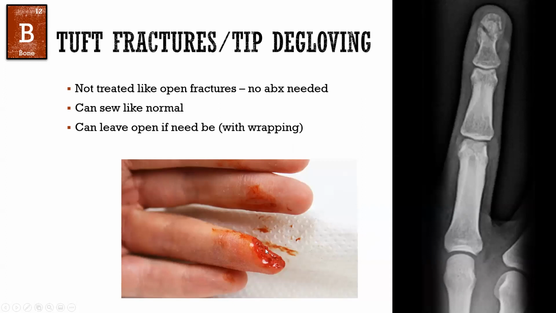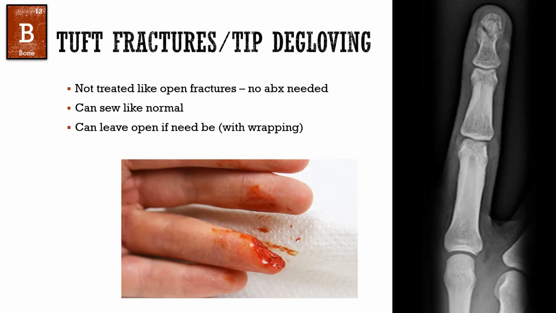What you can see about both of these injuries is that they are clearly a fracture. Even though they're open to the air, these are not typically treated like open fractures. No antibiotics are needed. This is new. Old school orthopedists will still ask you to give antibiotics, but it's important you know that almost all of the literature now completely supports that these little tiny tuft fractures or these really obvious injuries to the tip of the finger do not need antibiotics. These are not treated like open fractures anymore.